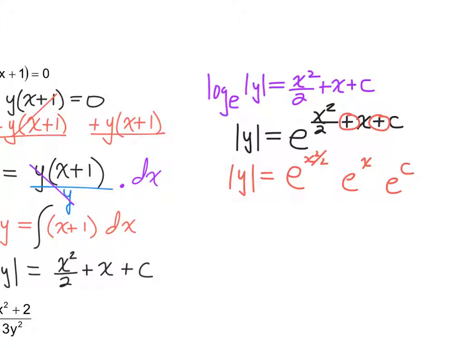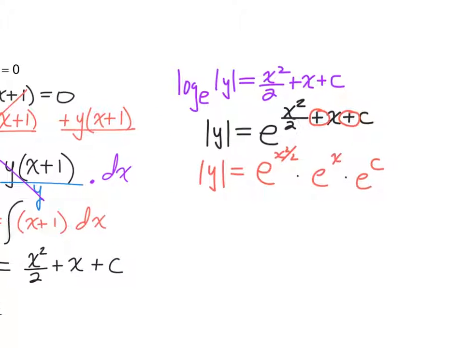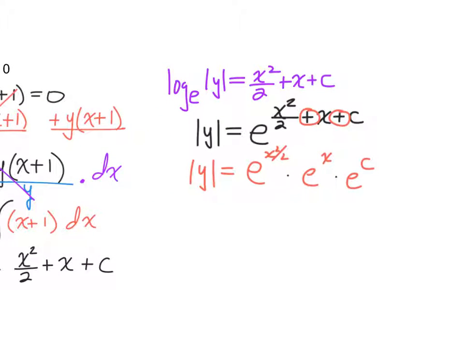What are my connectors? Addition, subtraction, multiplication, division, multiplication. All right. So e to the c is equivalent to what? It's a constant, yeah, so c times e to the x squared over 2 times e to the x, that whole thing is equal to the absolute value of y.